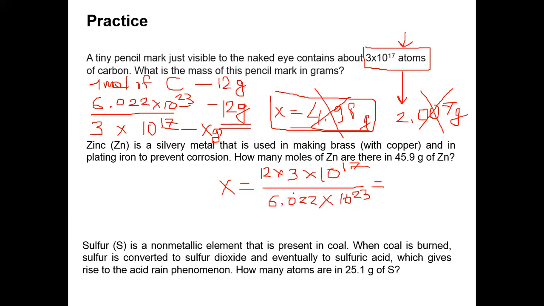So this is 36. 12 times 3 is 36. 36 divided by 6.022 is approximately 6. Let's put 6 over here. Now we need to divide 10 to the power 17 by 10 to the power 23. It's going to be 10 to the power minus 6, right? So this is the amount of the pencil mark.